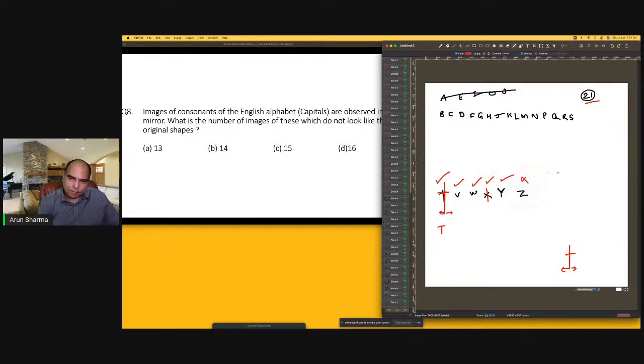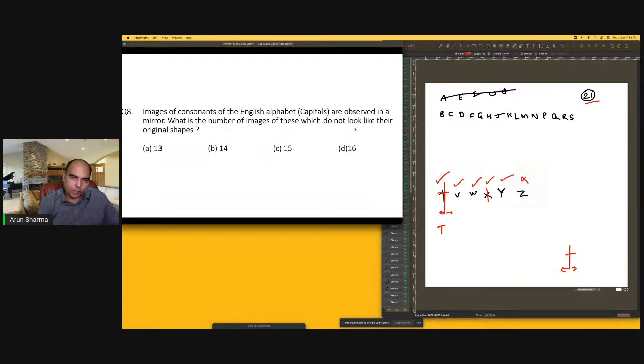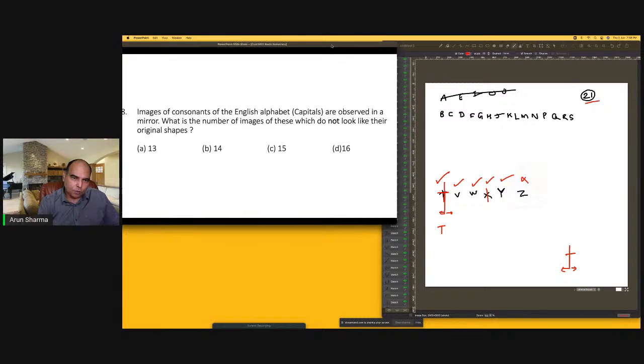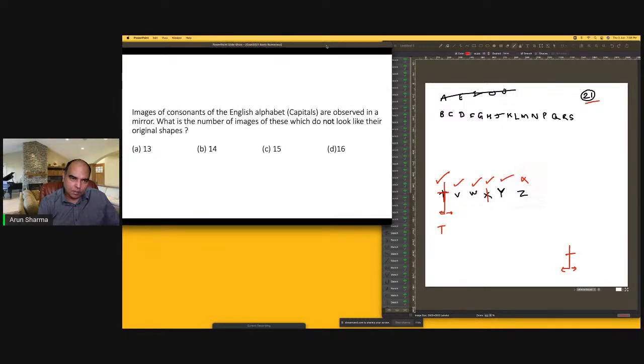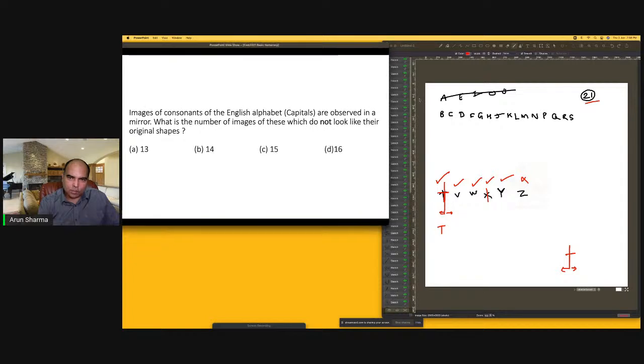Once we can find those that look the same, then we can find out how many do not look like the original shapes. Please look at the question. The question is asking how many images will not look like the original shapes?